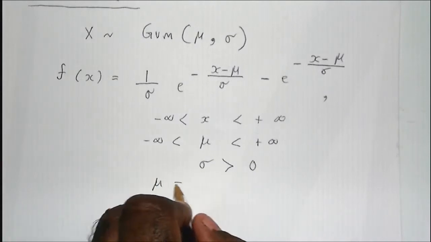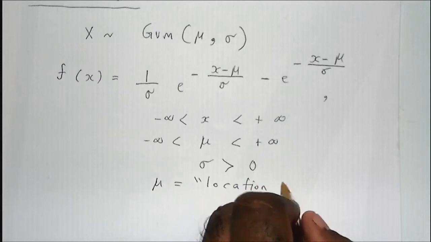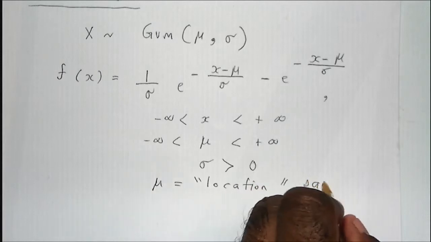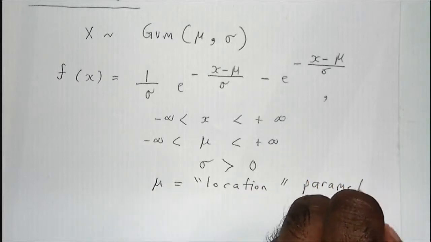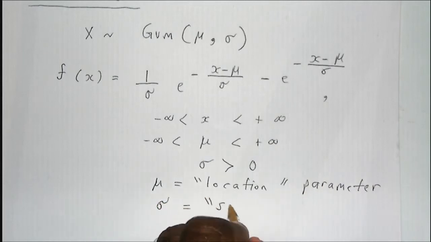The mu parameter is known as the location parameter. And the sigma parameter is known as the scale. Sorry, it's a scale.